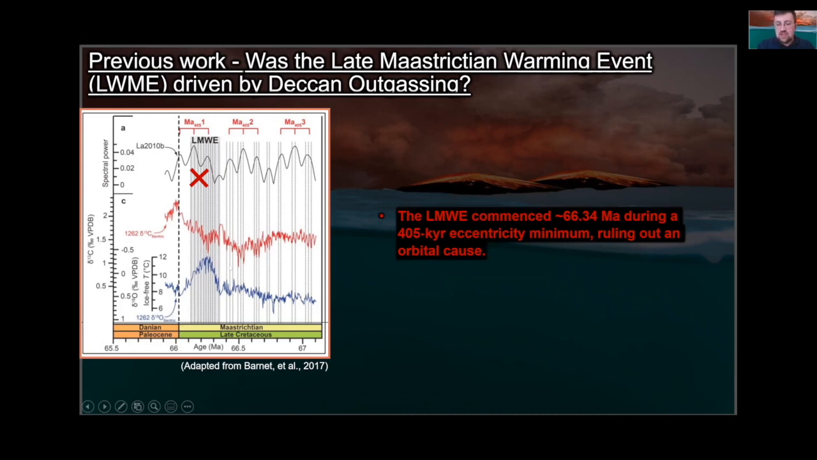It actually starts during an eccentricity minimum. What that simply means is that the warming event occurs when the Earth is furthest away from the sun, which is not what you would expect if it was orbitally induced.